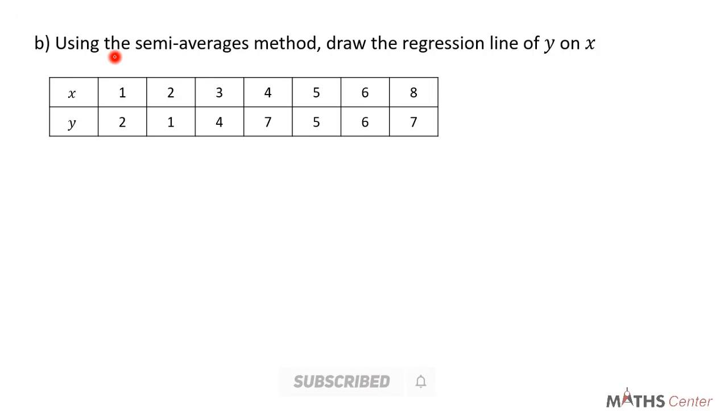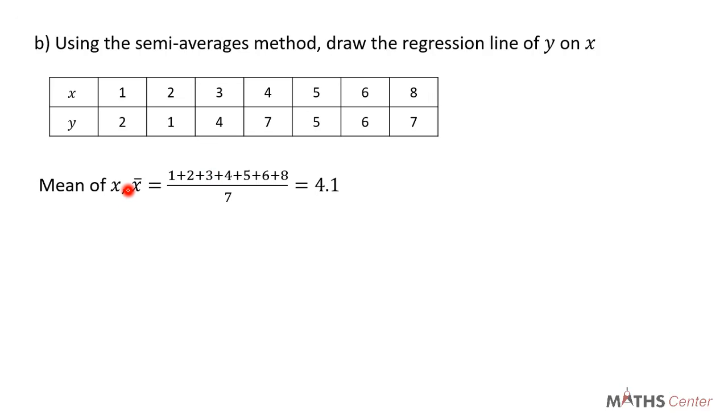The next part of the question says that using the semi-averages method, we have to draw the regression line of y on x. That is the line of best fit. When using the semi-averages method, we need 3 main points. We need x mean, y mean. We need x1 mean, y1 mean, and x2 mean, y2 mean. We will start with x mean and y mean.